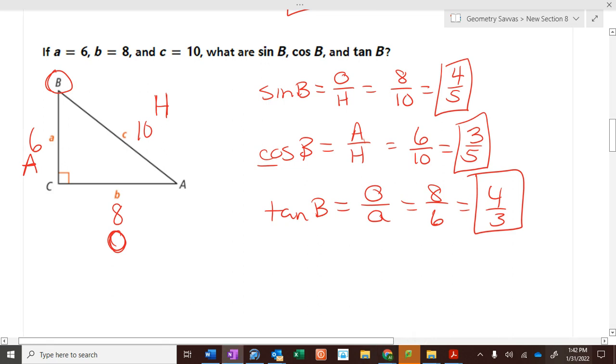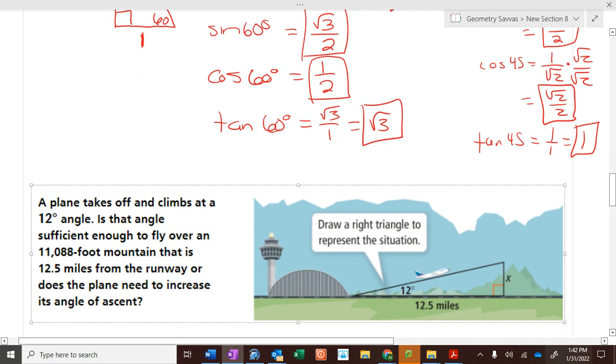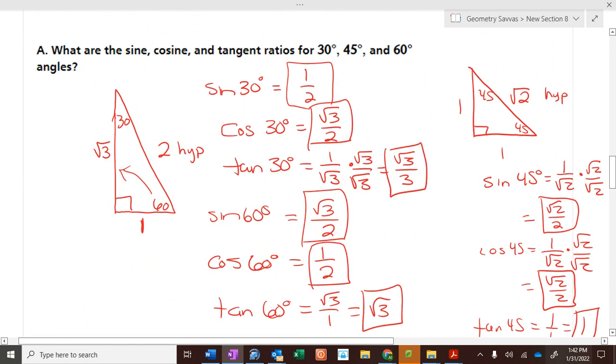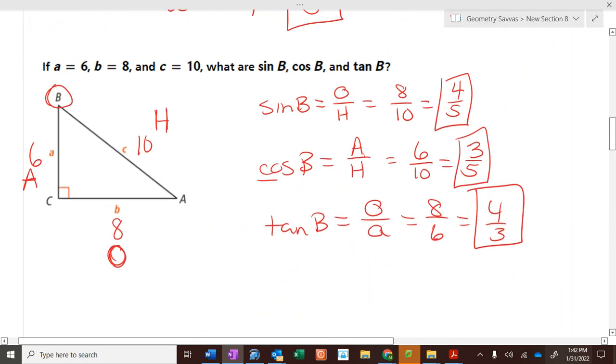So then we got to figure out which angle we're working with. And it says from angle B, cosine of B, sine of B, tangent of B. So we got to find the hypotenuse first. It's always easiest to find the hypotenuse first. That's opposite the right angle. And then opposite of B would be 8. Adjacent to B would be 6.